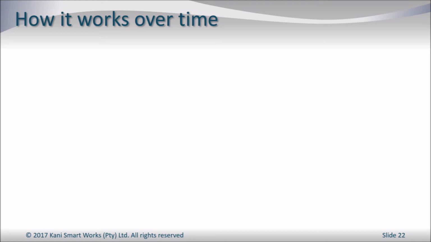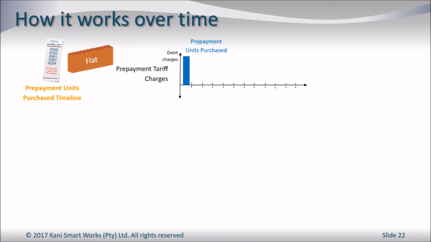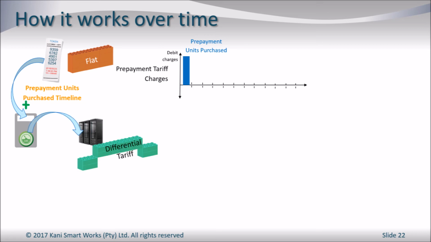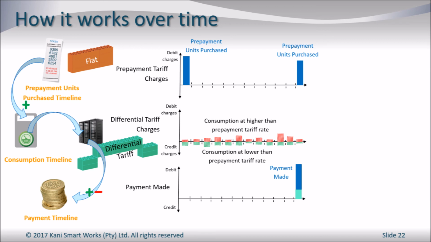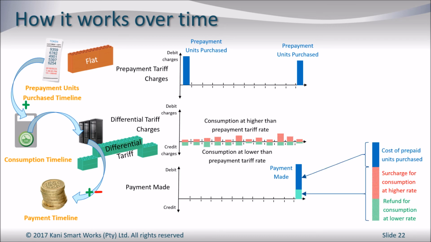So let's see how this works over time. A consumer purchases prepayment units at a vending point. At the time of purchase, the units are calculated using a flat tariff. The token is entered into the meter, and the consumer consumes the units over a given period of time. Readings are sent from the meter to the system. The system rates the readings using the differential tariff in order to arrive at the desired complex tariff outcome. The surcharge or refund due for the consumption is then sent down as auxiliaries to the vending point, where they are collected at the time of next payment.